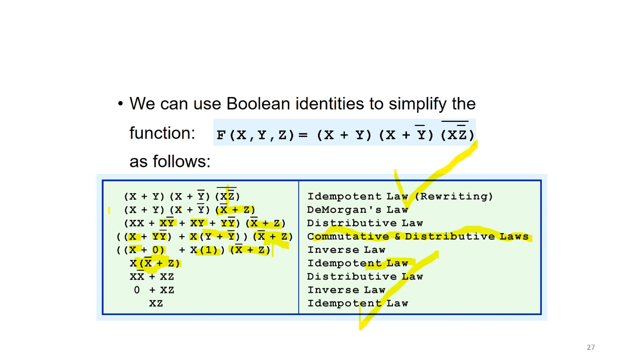And after multiplying x with x bar, and x with this z gives us a value of xz. X into x bar should give us a value of 0. It's called the inverse law. Xz remains as it is. Finally we are left out with the final answer, that is xz. So this is the final answer to our question. Fine.